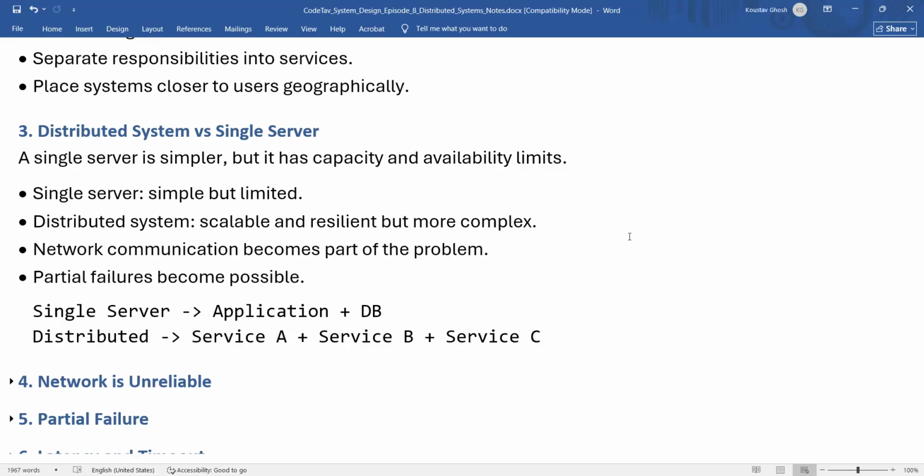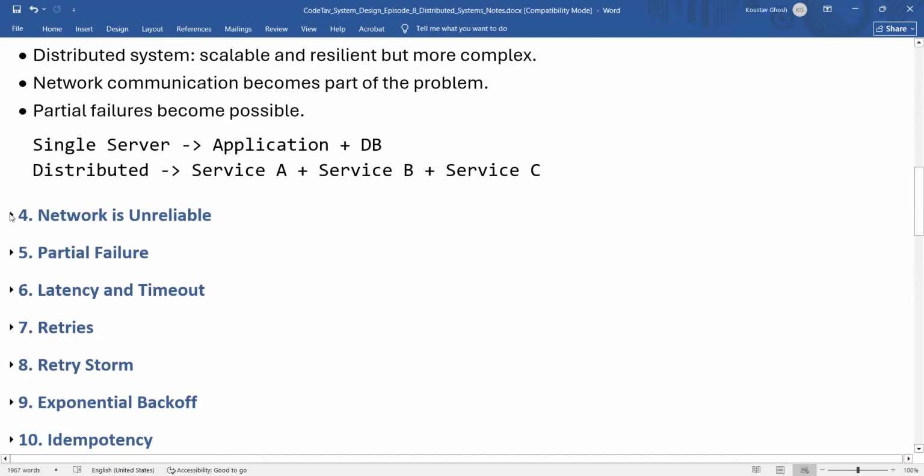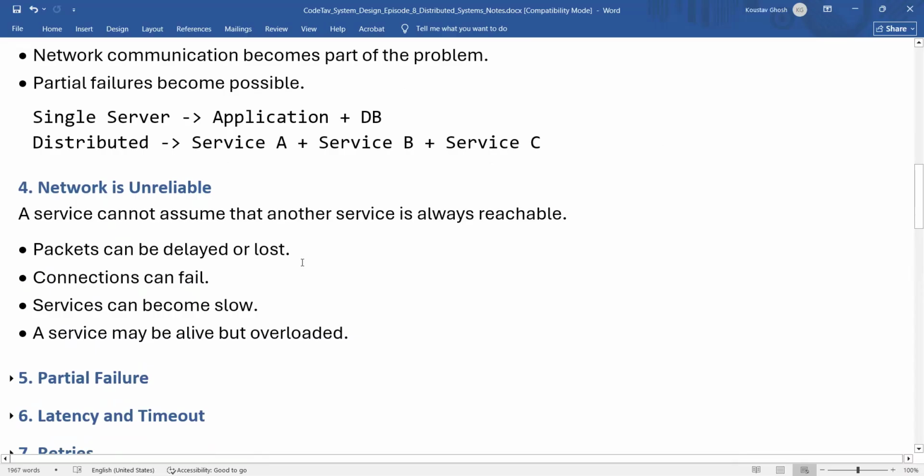But now we have more complexity. Servers need to communicate with each other. The network can fail. Data needs to be synchronized, and failures can happen independently, right? This is one of the most important ideas in distributed systems. Next is the key concept: the network is unreliable.